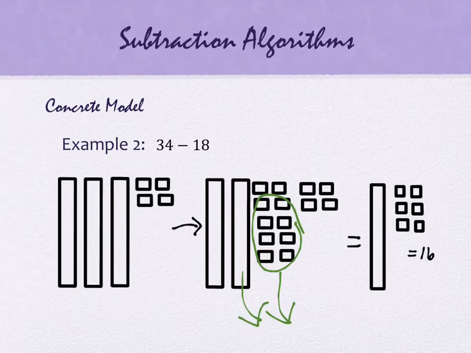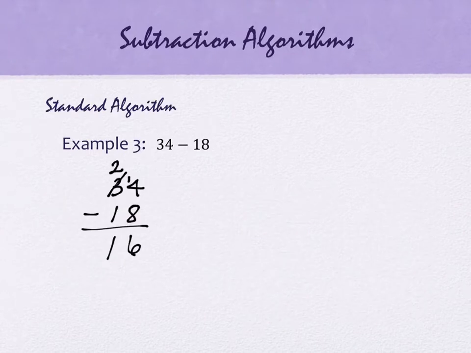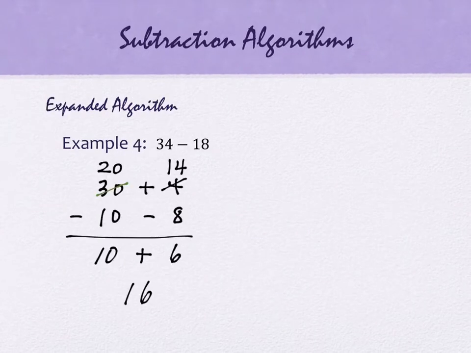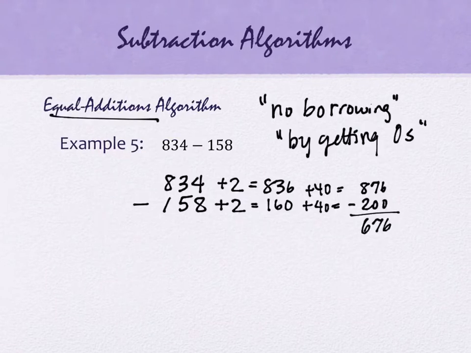There's a concrete model, right? And so we talked about how that would look. The standard algorithm that you all know and love. The expanded algorithm, which looks like the standard algorithm, just with a little bit more place value notation to it. Equal additions is the one that we ended with, and this one is the idea of not having to borrow to do subtraction, or not having to regroup. And we do that by adding equal amounts to the, I almost said numerator and denominator, that's not right at all, to the first and to the second value.